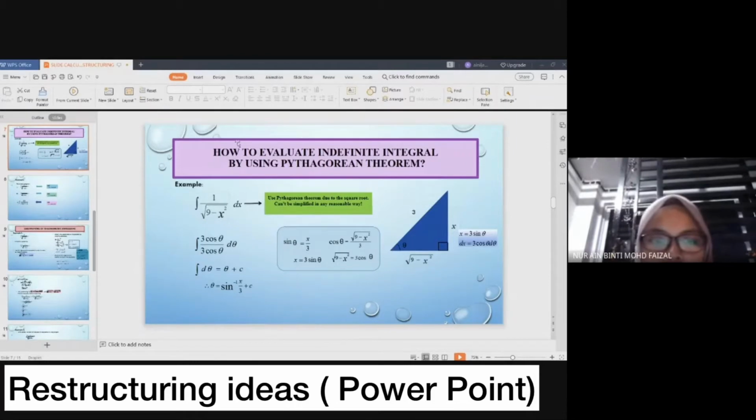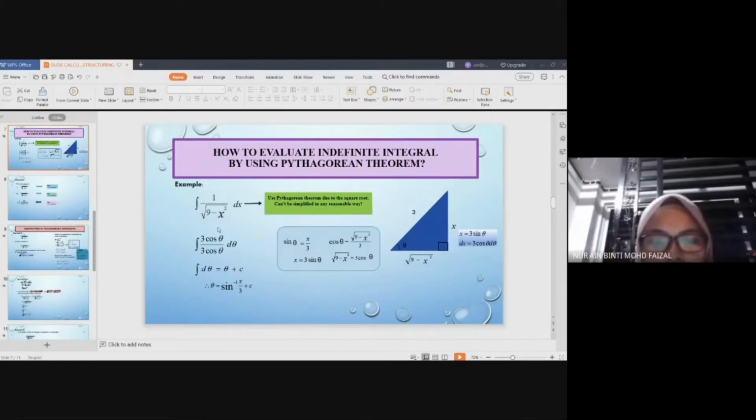As you can see in this question, this is in the denominator. We cannot simplify it in any reasonable way due to this square root. So how do you tackle this question? Firstly, you have to draw a right angle triangle in order to find the trigonometry. After you draw the right angle triangle, let's decide which one is the hypotenuse, which one is the adjacent, and which one is the opposite.